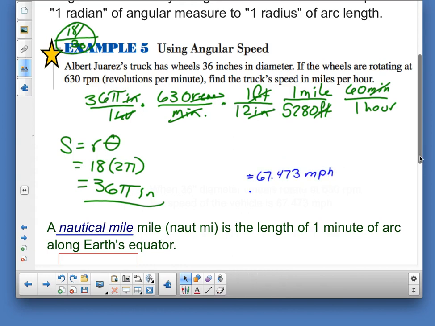You okay with 67.473? You okay with why I chose the conversion factors I did and oriented them the way I did to get rid of my units? We're good? Okay. So, on to the next thing, because these 2 examples are all about going 1 radius, 1 radian, seeing what's going on. It's about us working with radians, and that's why I did it this way versus pulling out my other method using degrees and saying it was 360 degrees.